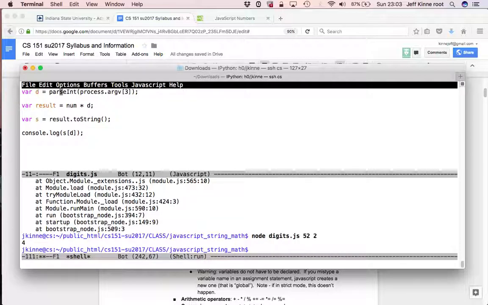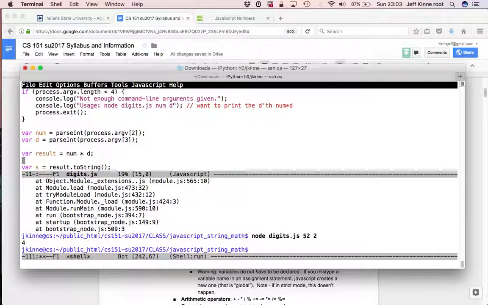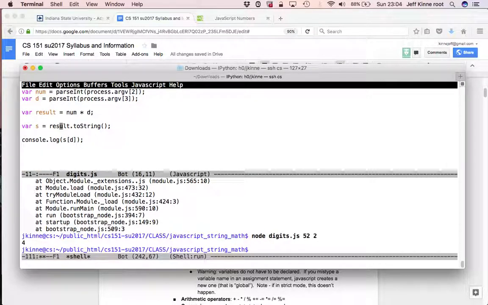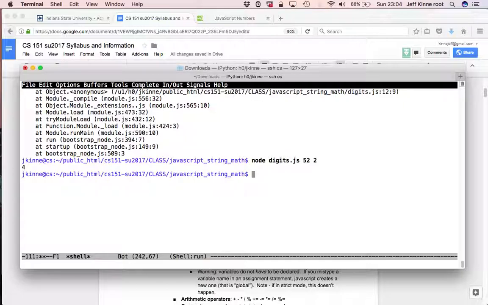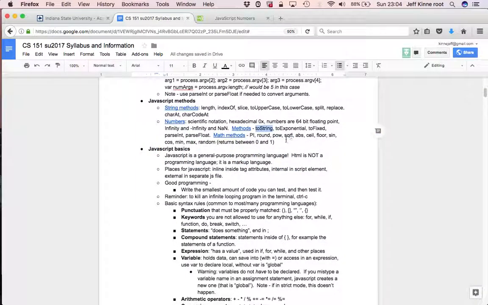That's not a real super exciting example, but there we are converting a number into a string in case we want to use it as a string. Alright, now we can get into some math functions and do a slightly more interesting example.